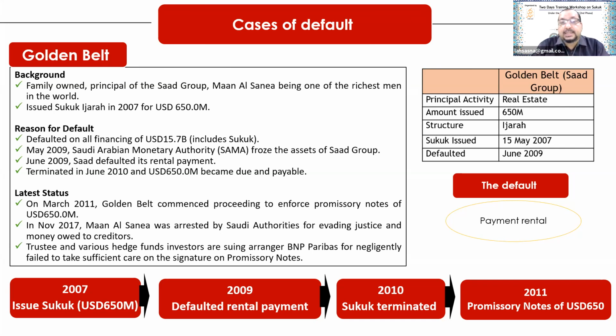It has been terminated actually, not restructured, because there is nothing to restructure because the structure is sound. It has just been accelerated and terminated accordingly. And when you do termination, you accelerate the payments and whatever is outstanding becomes due. So what he did, he issued a promissory note of 650 million to BNP Paribas to execute the payments and terminate the Sukuk accordingly. So this is one of the cases.